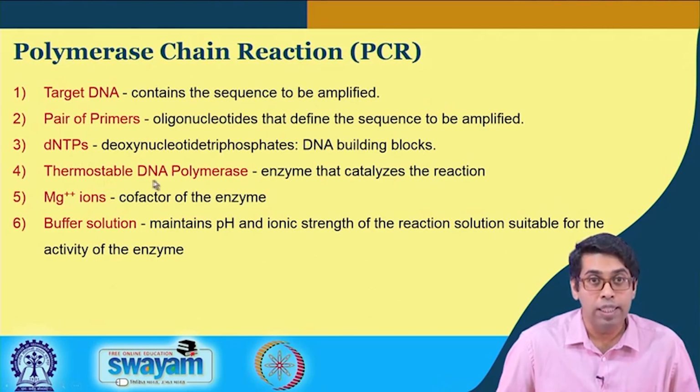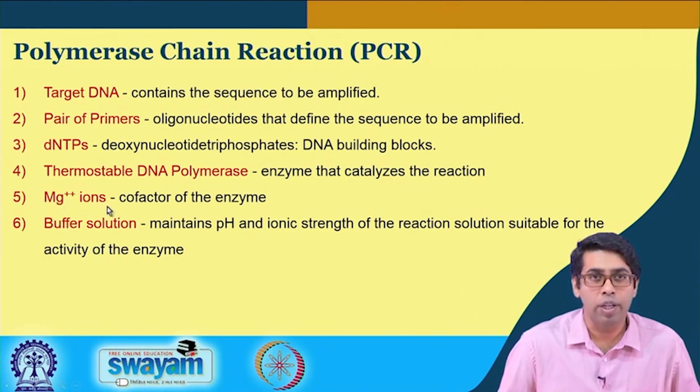What we need is a DNA polymerase, but this is a special DNA polymerase because it is thermostable. What you will see is that we are going to mix all of this together in a test tube and then heat them and cool them repeatedly. We heat them up to 95 degrees centigrade and then cool them down to 50 or 55 degrees centigrade, and then we keep on repeating this cycle.